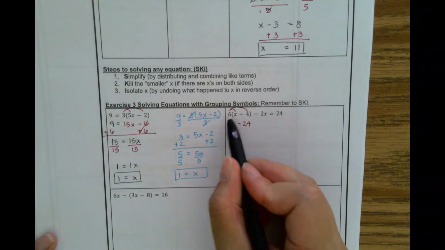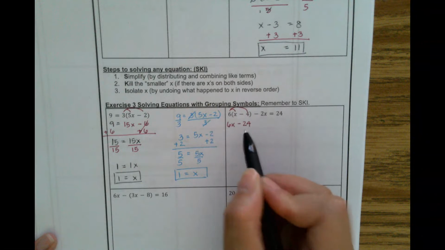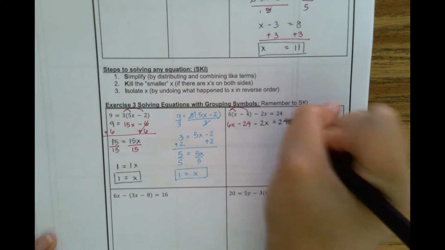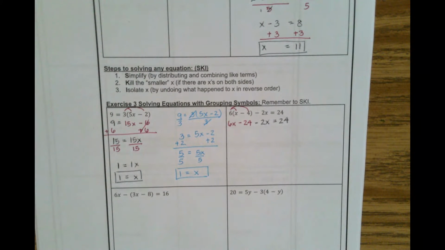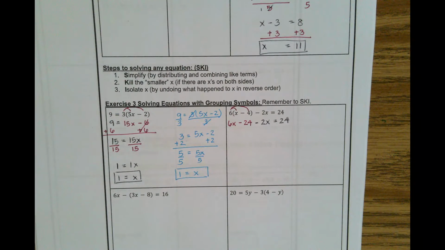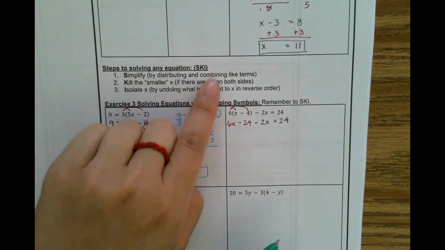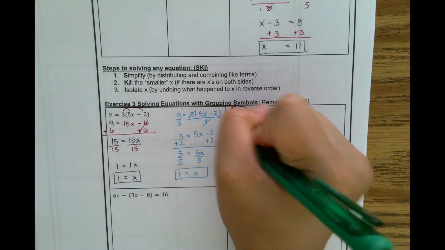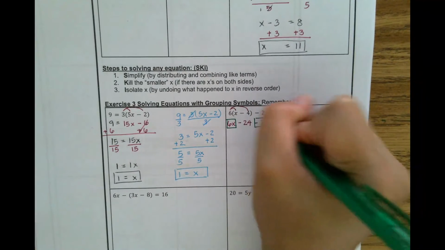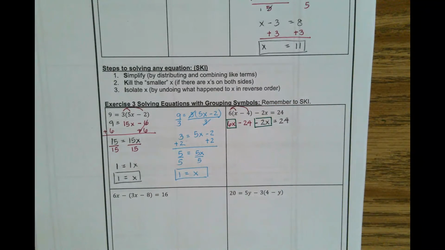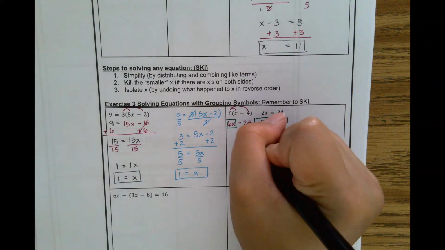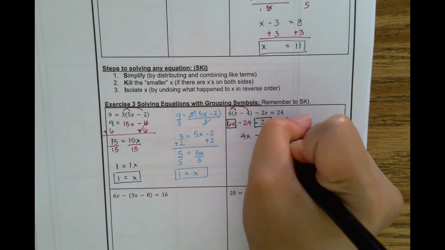I am multiplying here. 6 times x is 6x. 6 times negative 4 is negative 24. Everything that I do not touch, I'm going to bring it straight down. Okay? The next thing I'm going to do is combine like terms. So that's still part of simplifying. Okay? So on this side, 6x and this negative 2x are considered like terms. So 6x minus 2x leaves me with 4x here.